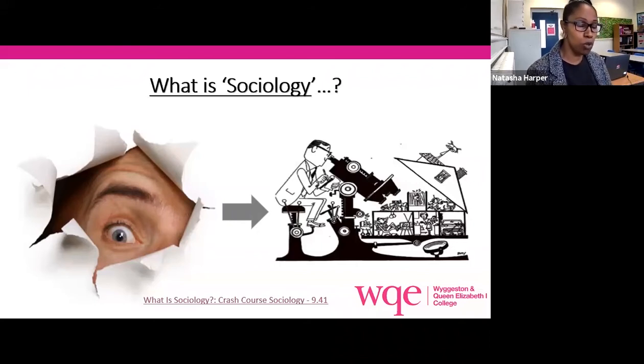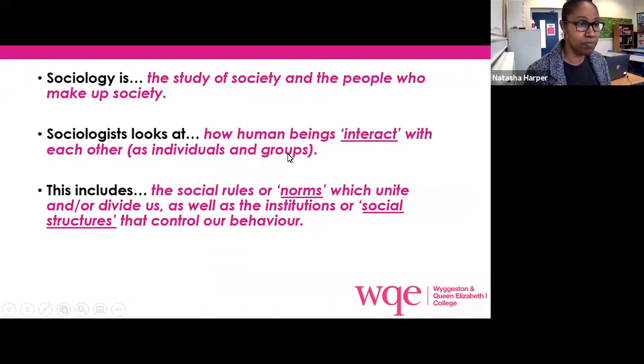But to put this into more organized terms, it's really the systematic study of society and the people that make up society. So rather than us just being peeping toms, we're scientists, social scientists that examine objectively the social world. Hence the second picture there, where you've got more of a scientist looking at society in scientific terms. So that's a kind of way of looking at sociologists.